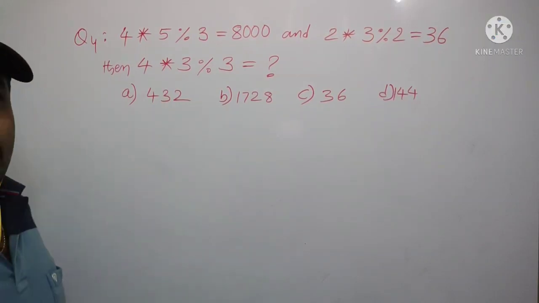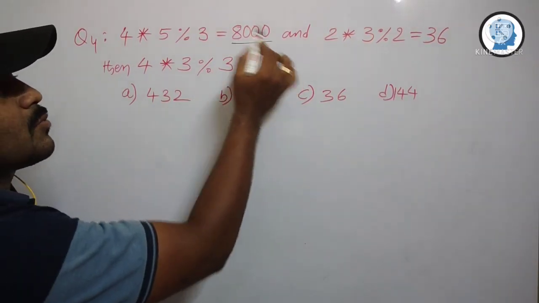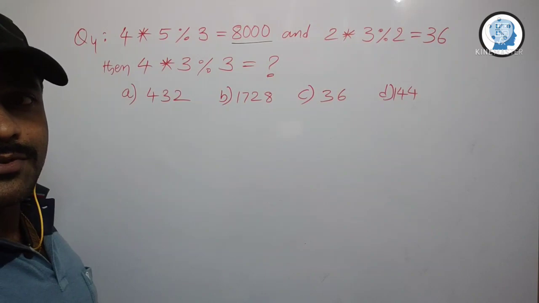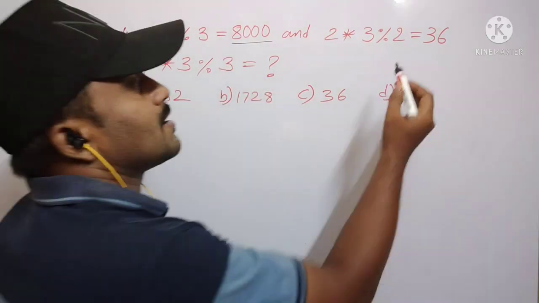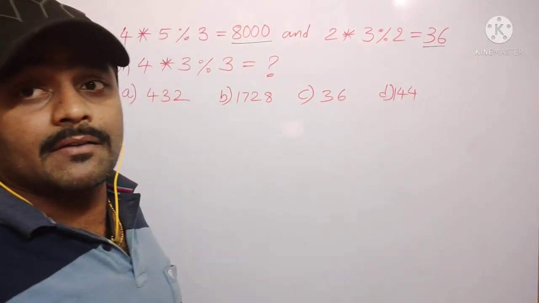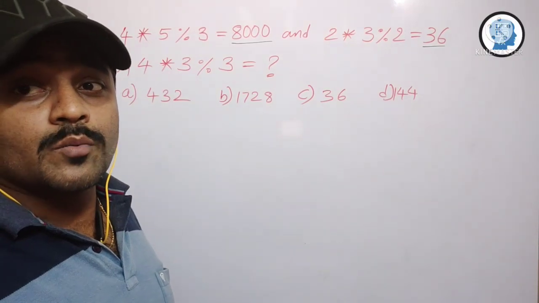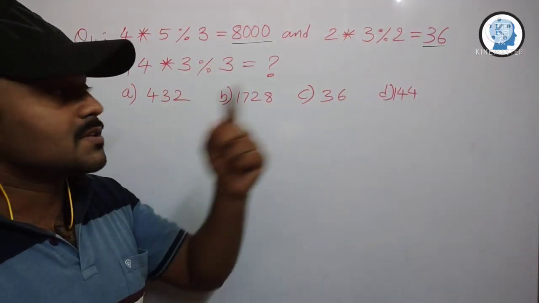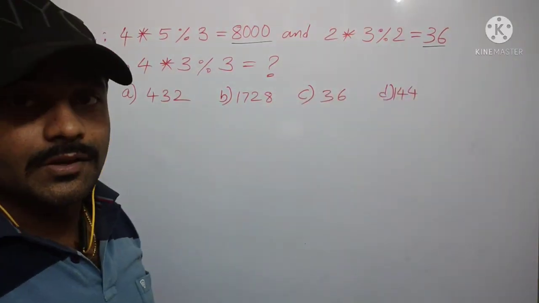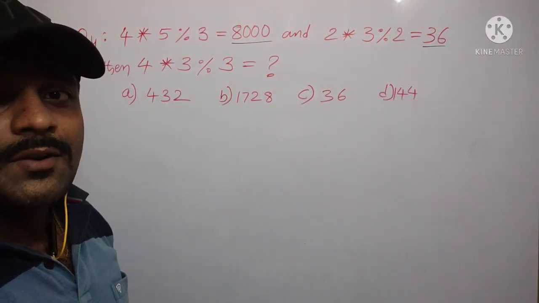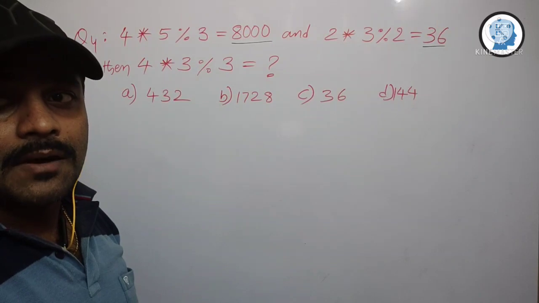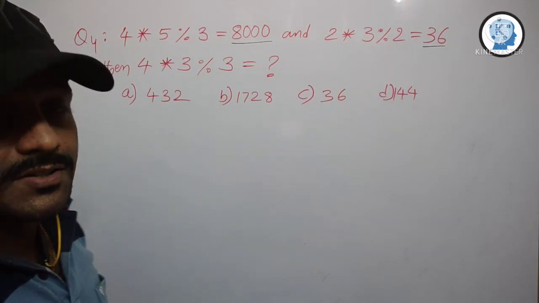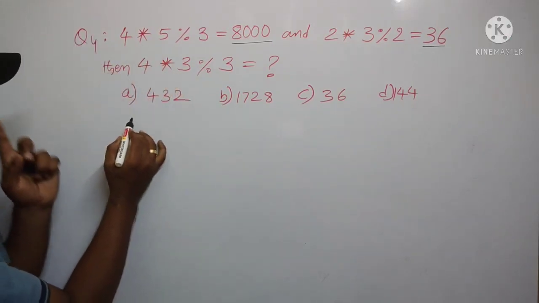I observed, and observation is important in solving math problems, that 8000 and 36 are a perfect cube and a perfect square. Yes or no? 8000 is a perfect cube. Same way 36 is a perfect square. So try to introduce that perfect cube concept and perfect square concept. So let's see the solution.